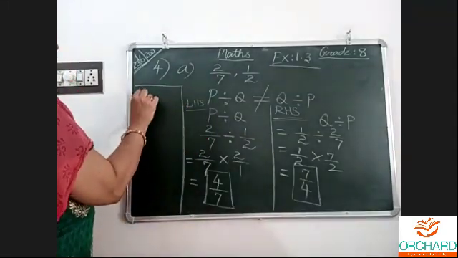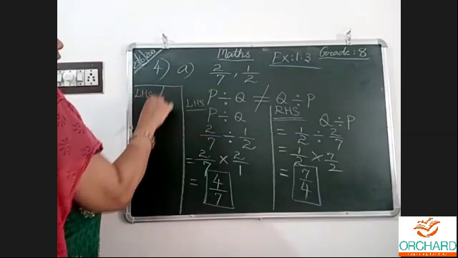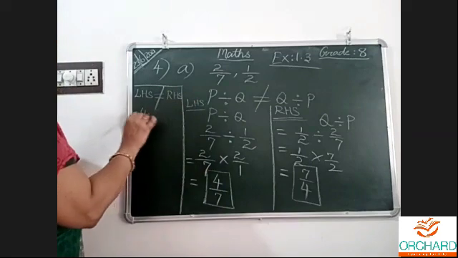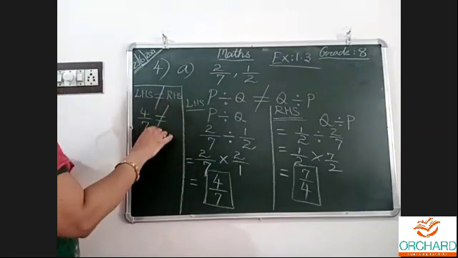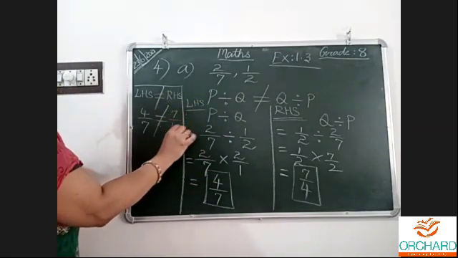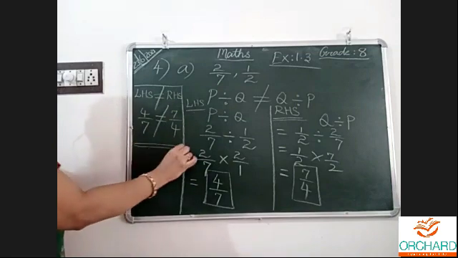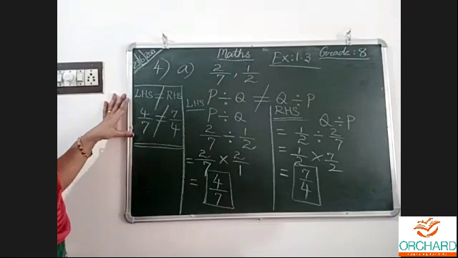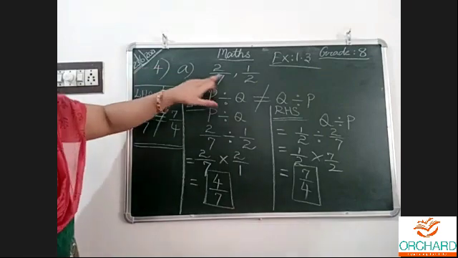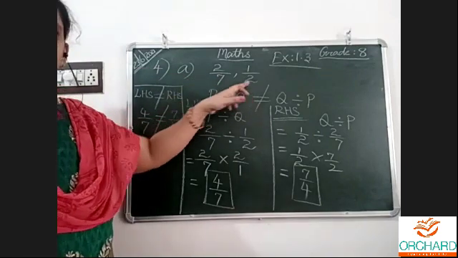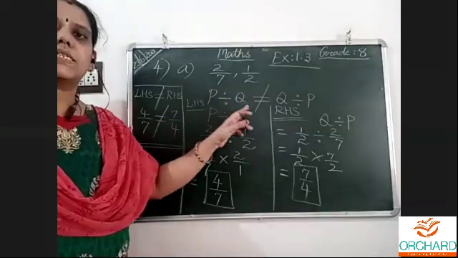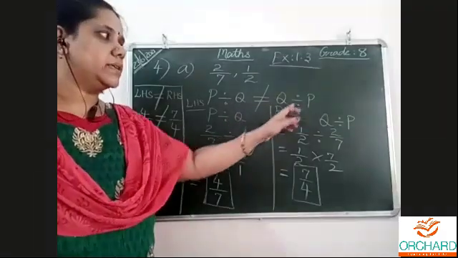So we have to write LHS is not equal to RHS. 4 by 7 is not equal to 7 by 4. That's all. Verify. This will be our last two steps. So one as P, one as Q we have to take. We have to verify this property only. P divides Q is not equal to Q divides P.